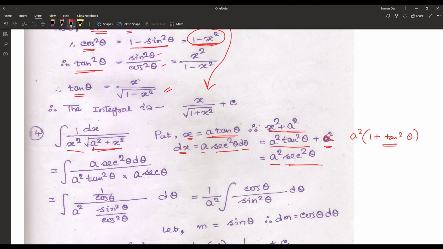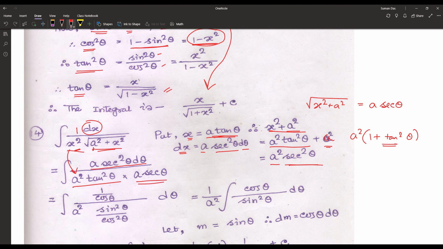So if we substitute the complete thing with theta for x, then for dx we write a sec square theta d theta. Now x square is equal to a square tan square theta, and we write it here. For the square root of a square plus x square, we have already found that it is a square sec square theta. So the square root of x square plus a square is a sec theta, and we replace it with a sec theta.